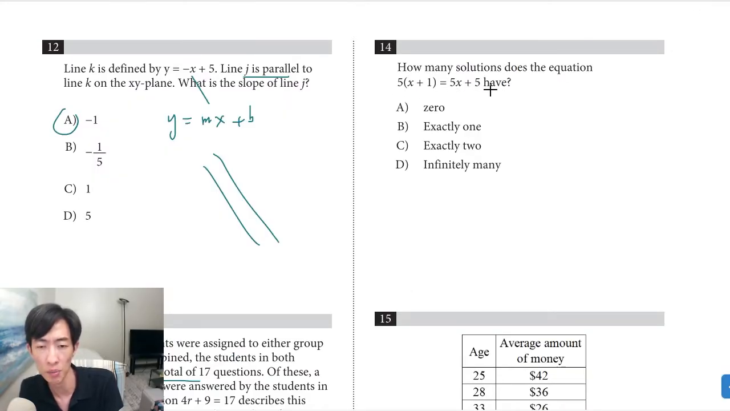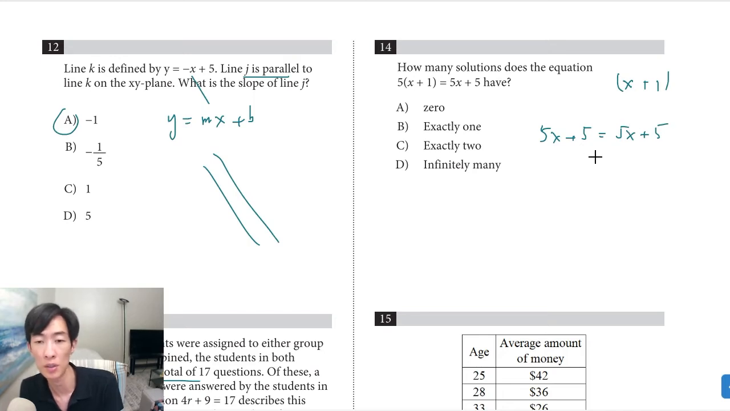Question 14, how many solutions does the equation have? Now your first instinct might be to divide the whole equation by x plus 1 on both sides. I would not do that, because if you're dividing both sides by x plus 1, you have to assume that x is not equal to -1. Because if x were equal to -1, then you'd be dividing by 0, which obviously you can't do. So the easier way to do this is really just multiply out the left side. That becomes 5x plus 5 equals 5x plus 5.